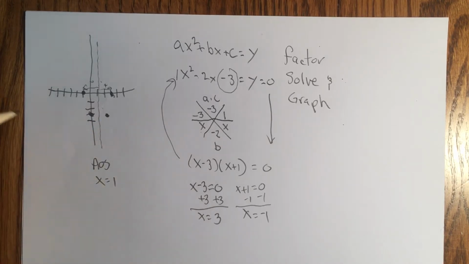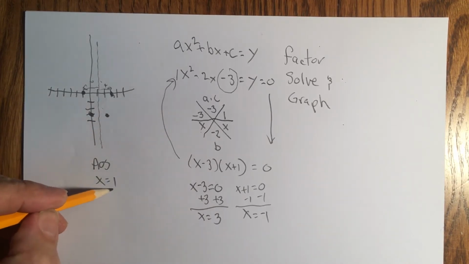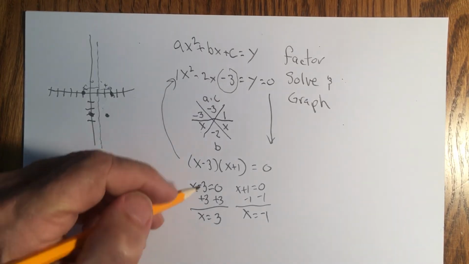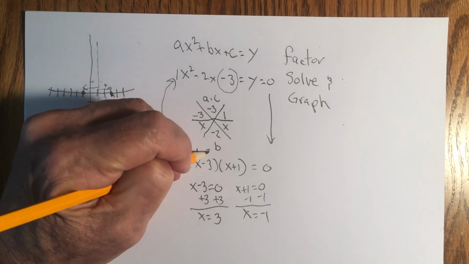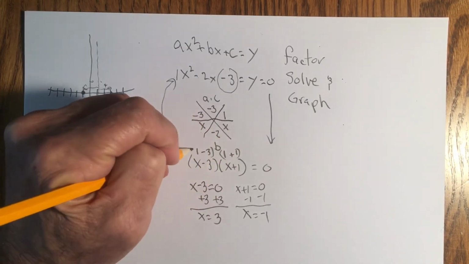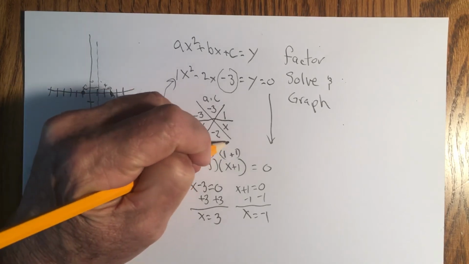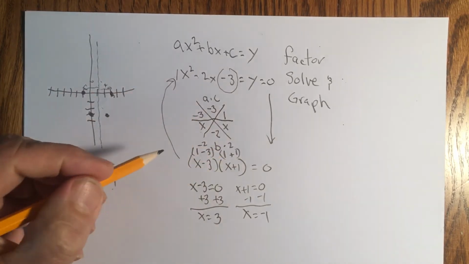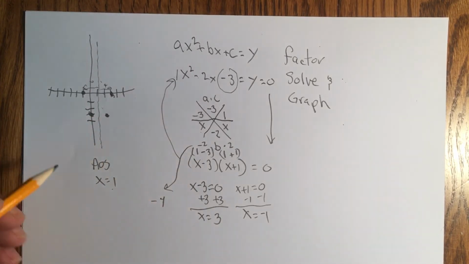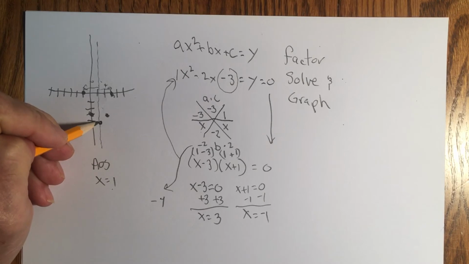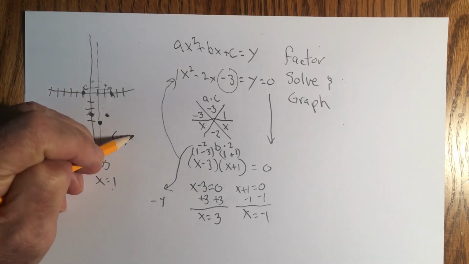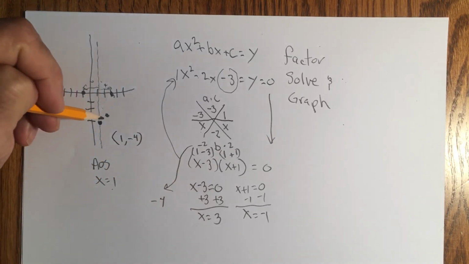Now what's kind of cool about this is my axis of symmetry, x is 1. So if I take and make this x a 1, and this x a 1, I get a negative 2 times a 2. This is negative 4. That would be my vertex. My vertex then, when x is 1, y is negative 4. And I can graph my graph.